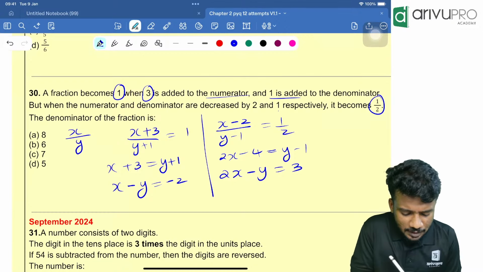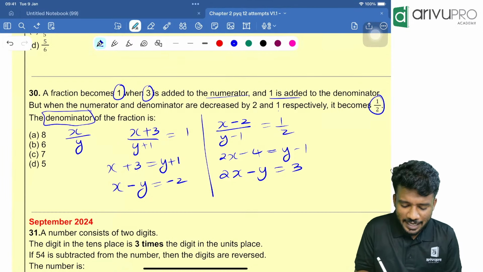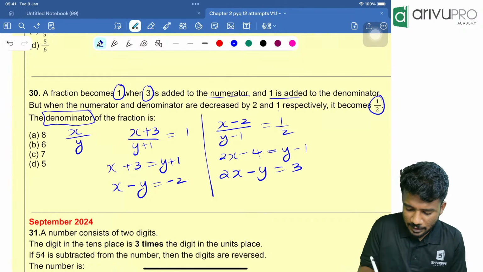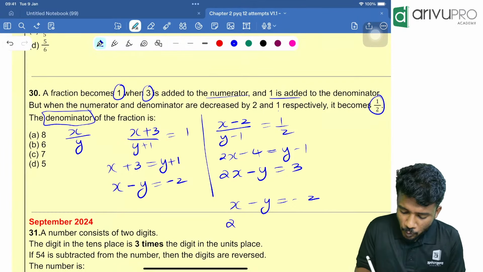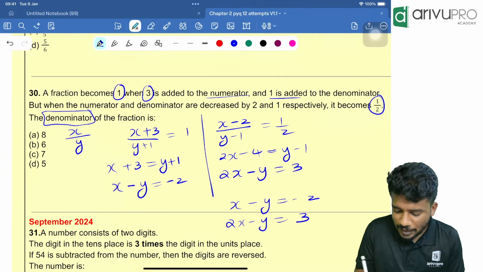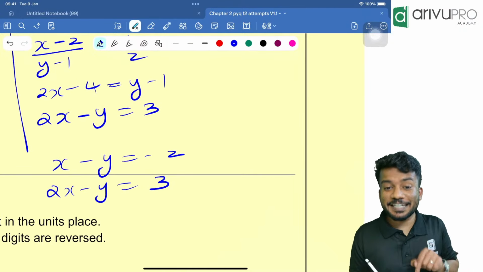People, what are they asking? They are asking for the denominator of the fraction. That means we need to find the value of y. So I will rewrite the equations here. x minus y is equal to minus 2. 2x minus y is equal to 3. I told you the shortcut for finding x, right? Now we are finding y.